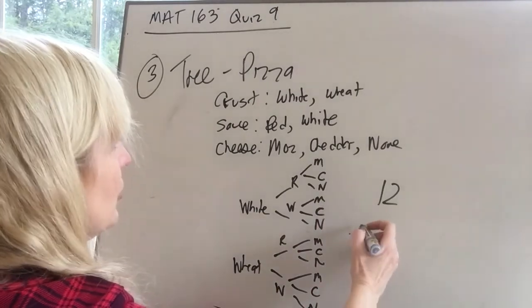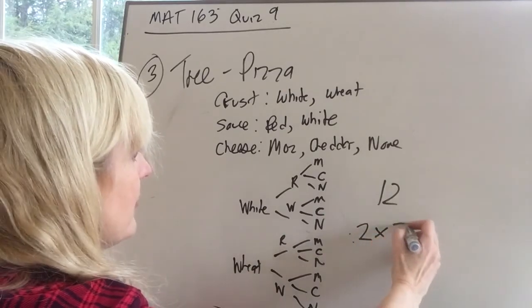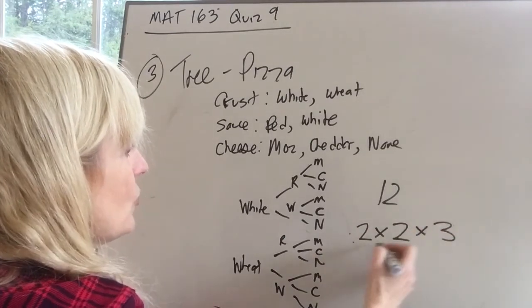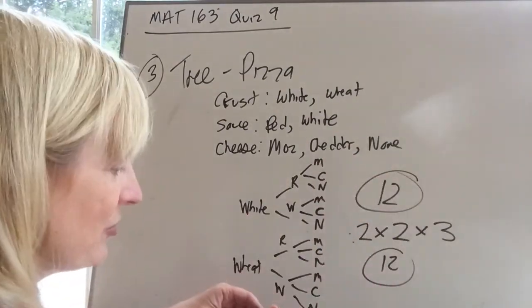What's the easiest way to figure out how many there are without a tree? You can say how many types of crust are there? There are 2. How many types of sauce are there? There are 2. How many types of cheese are there? There are 3. 2 times 2 is 4, times 3 is 12. You get the same thing. But I wanted you to show me a tree.